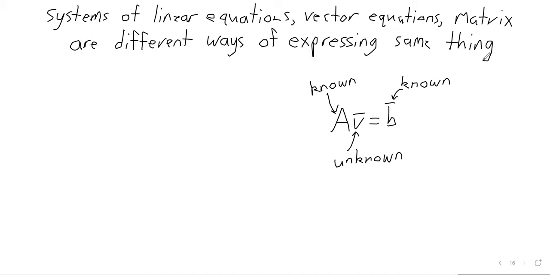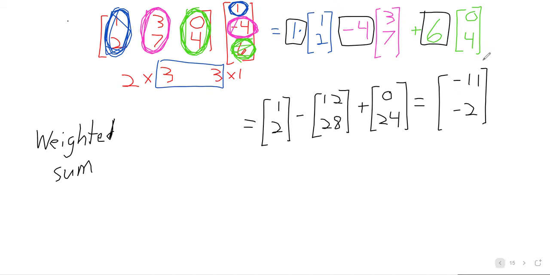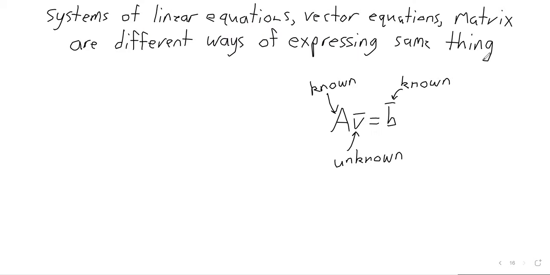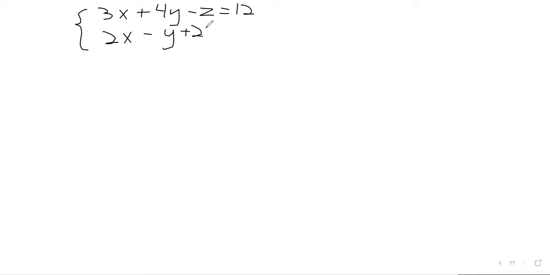And a matrix equation is really a vector equation because a matrix times a vector is a bunch of vectors added up. To see specifically how this works, let's say we have 3x plus 4y minus z equals 12, 2x minus y plus 2z equals 1. So here's a system of linear equations.